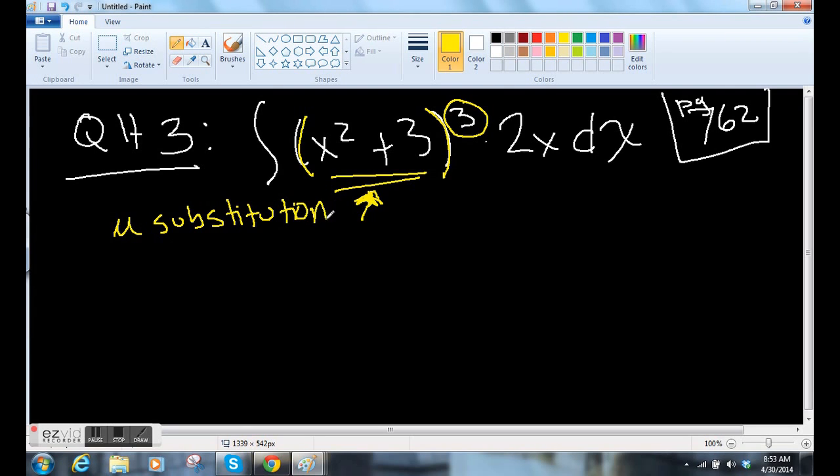So I look inside these parentheses and I say, well, I don't like this x squared plus 3, I say out loud to my dogs. I'm going to let u equal x squared plus 3 because having this big thing inside the parentheses is very messy.